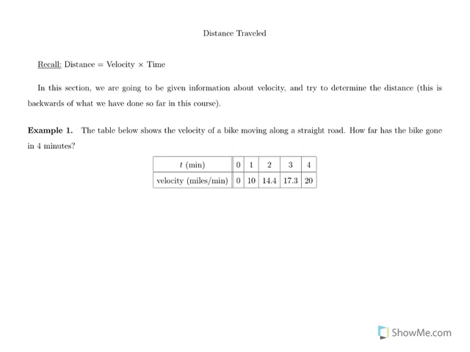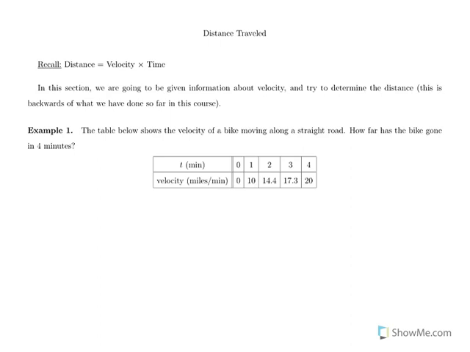We're given some information about the velocity of the bike. At the very beginning, the velocity is 0. At the start, we haven't gone anywhere. After 1 minute, the velocity is 10 miles per minute. At 2 minutes, we've increased to 14.4 miles per minute, and then 17.3, and then 20 miles per minute for the last few minutes.